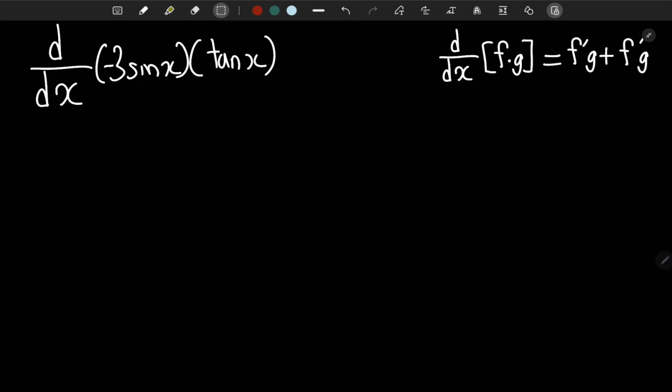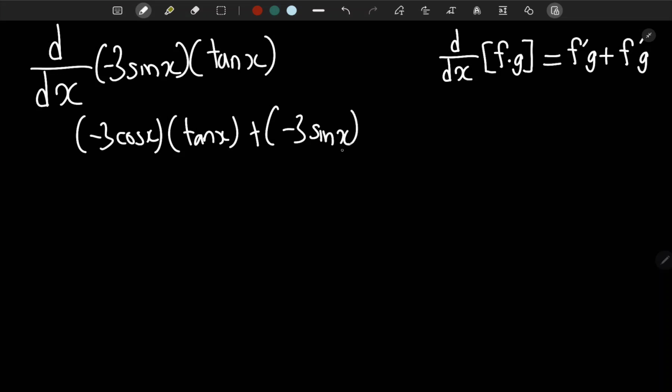So it's going to be f prime g. So what is the derivative of sine here? The derivative of sine is cosine. So the first part is going to be f prime, which is going to be negative 3 cosine x, and the second part stays the same, tan x, plus f now is going to stay the same, negative 3 sine x, and g prime is going to be secant squared, since the derivative of tan is secant squared, and this is the final answer, and that's it.